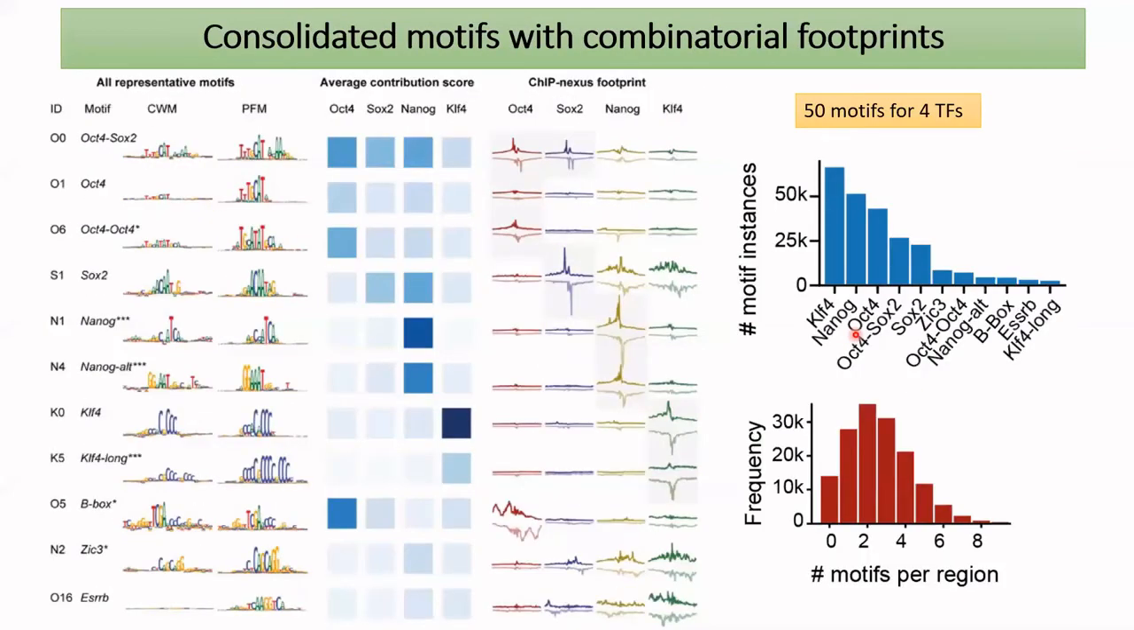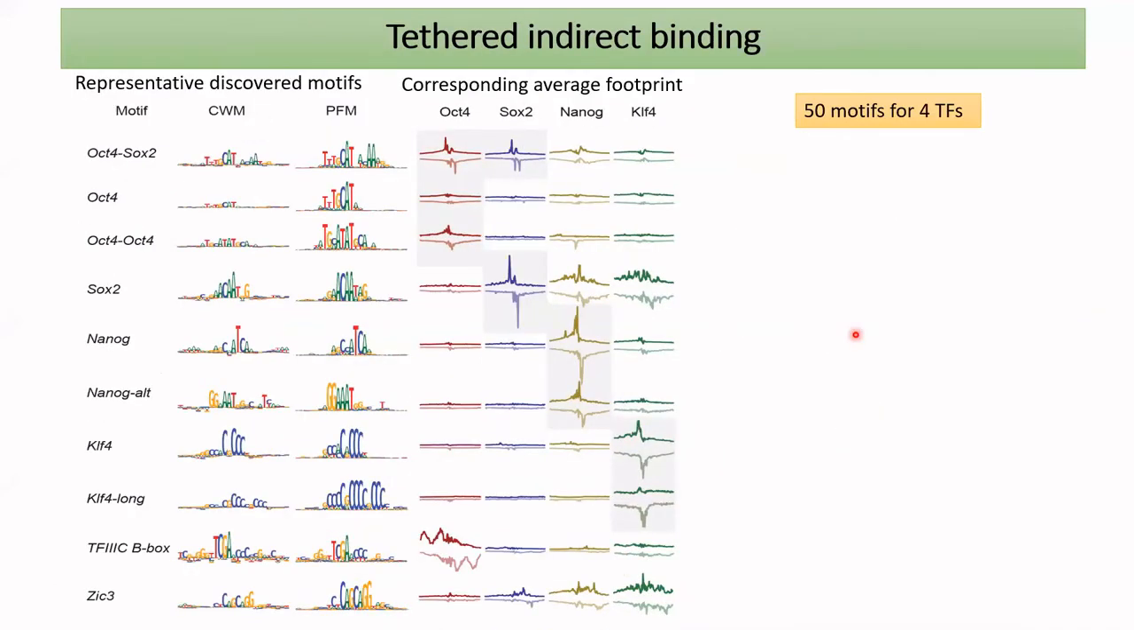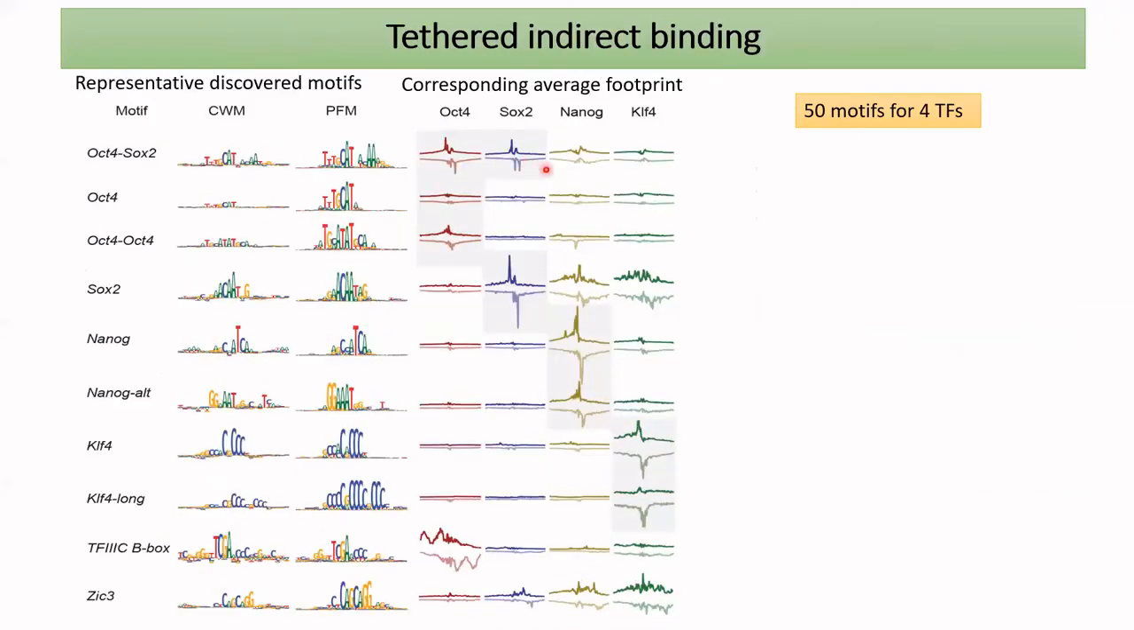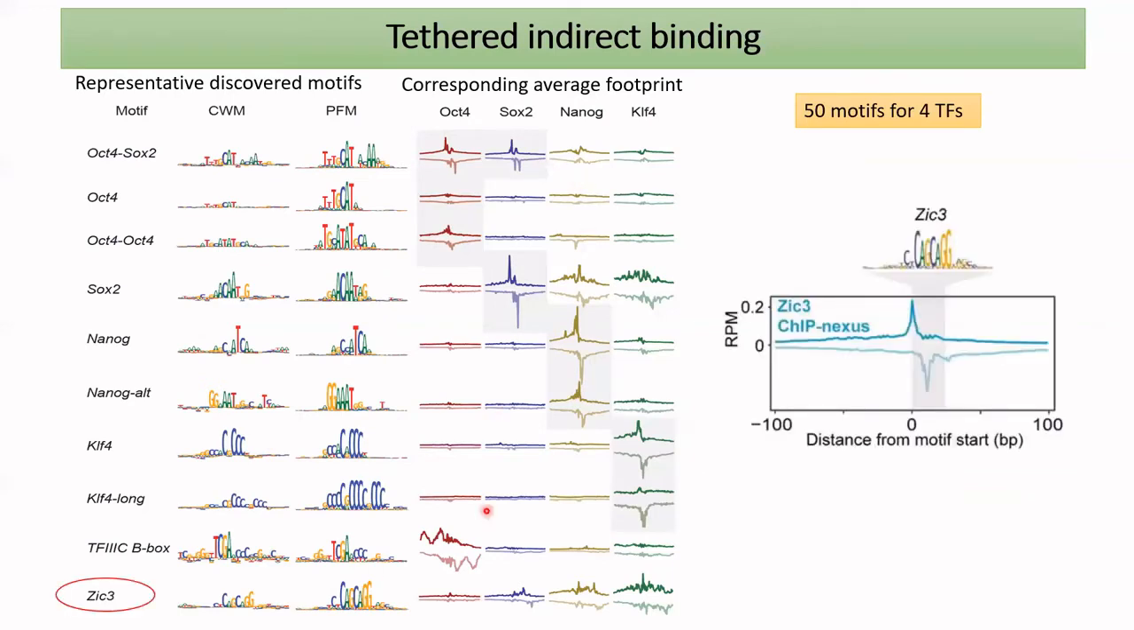So I'm going to go into some interesting case studies now. The first thing, obviously, we see direct binding motifs of all of these transcription factors, Oct, Sox, Nanog, and KLF. But we also see some really interesting tethered indirect binding events. One such example is ZIC3. We find a motif for ZIC3, and it particularly has a strong influence on Nanog and KLF4.